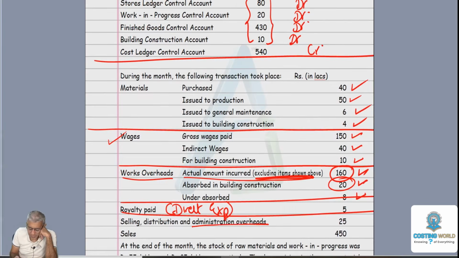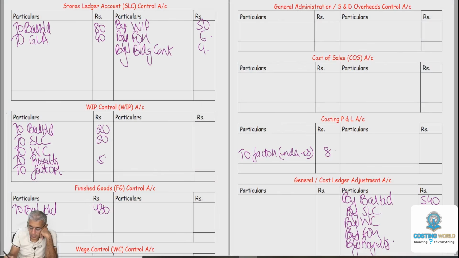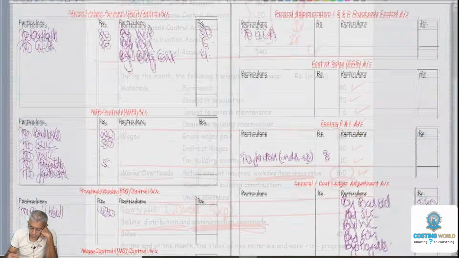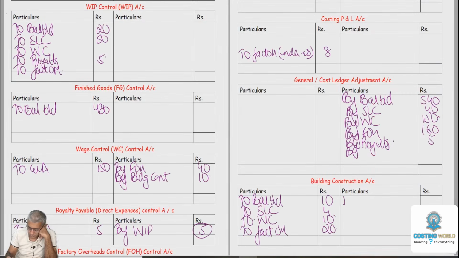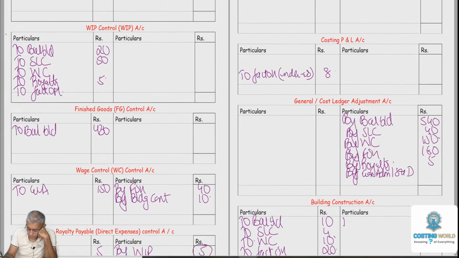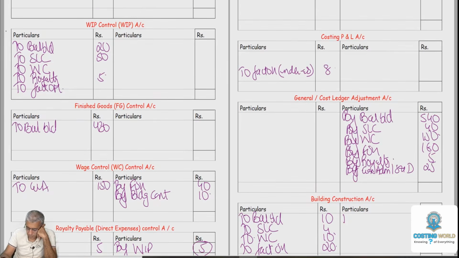Further. Selling, distribution and admin. Can you say if this admin is merged with S&D, this admin must be general admin, no? Okay, so therefore pass your entry S&D account debit to cash bank. So general admin slash S&D to GLA, 25 bucks. By general admin slash S&D, $25.